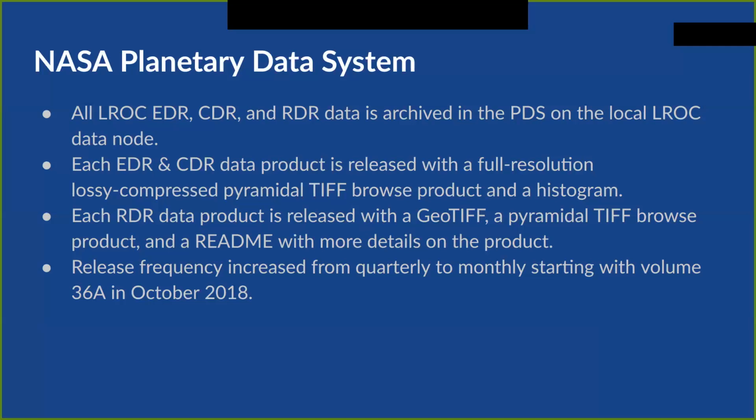So all of the LROC EDR, CDR, and RDR data is archived in PDS on the local data node. Each EDR and CDR is released with a full resolution, lossy compressed pyramidal TIFF browse product and a histogram. And each RDR product is released with a GeoTIFF, another pyramidal TIFF browse product, and a README with more details on the product. Our release frequency increased from quarterly to monthly, starting with volume 36A back in October 2018.